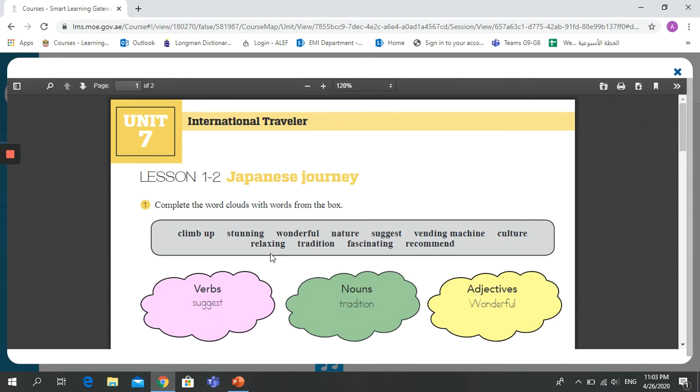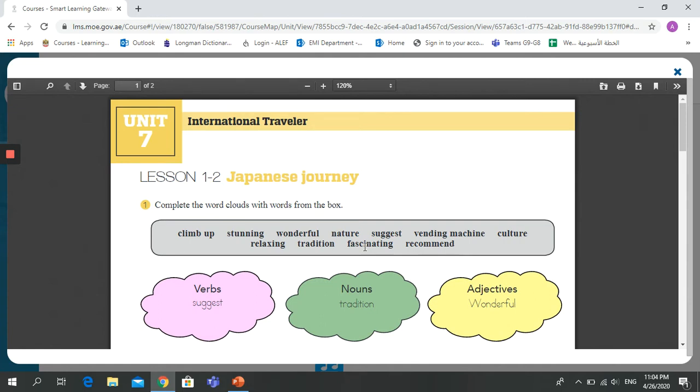Relaxing. Something that causes you to feel relaxed. For example, the views from the top of the mountain are relaxing. It means you feel comfortable when you look at these views. So relaxing is an adjective. Tradition. Traditions are the habits of our people from a long time ago. So it's the same as culture. So it's a noun.